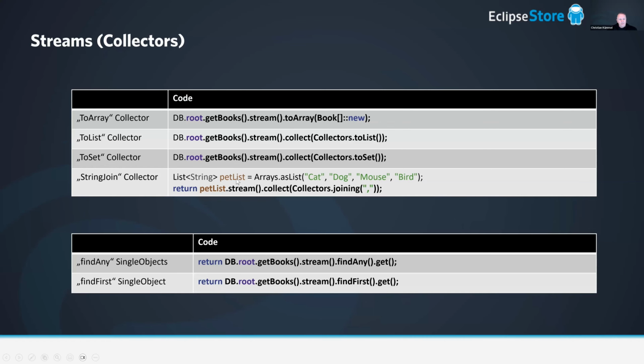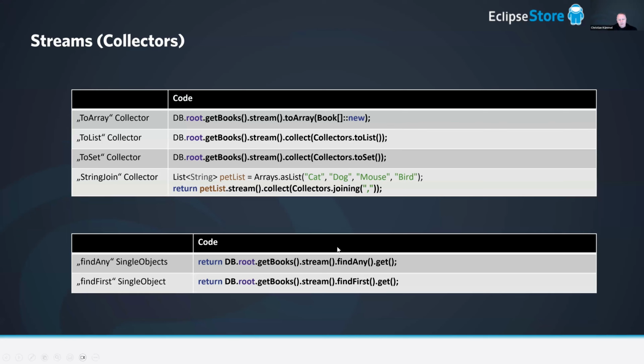We stream through that pet list, and at the end we say .collect, and we use the Collectors.joining, and it returns just a string with comma separated values. That means on every stream where we want to have an information back, we have to call that collect method at the end, or we just want to have a single value. Then we use the findAny or findFirst. So findAny means find any of that collection, and findFirst means give me the first one you find.